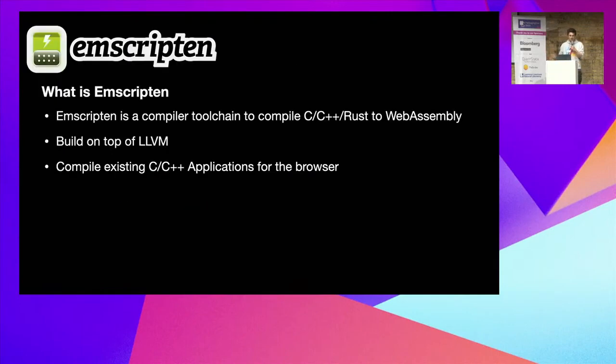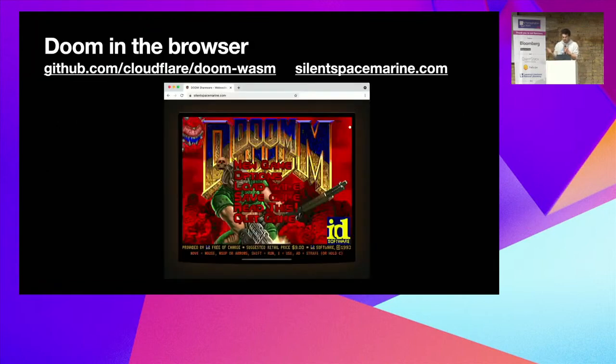So what is Emscripten? Emscripten is a compiler toolchain which is used to compile C, C++, or Rust code to WebAssembly so that you can run it in the browser. And it's built on top of LLVM. Usually you don't have to write new code to run stuff in WebAssembly. You just take existing C++ or C applications and compile them so that you can run them in the browser. This means you can take existing code and do cool, meaningful things like running Doom in the browser, right?